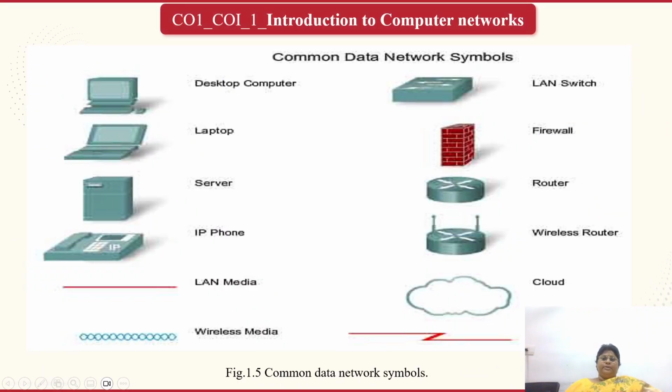Now, in computer networks, we have common network symbols. These are the common data network symbols we use in daily life. This is a desktop computer, a laptop, a server, an IP phone, a LAN media, and a wireless media. A LAN switch will be represented like this. Firewall. This is a router which communicates with different networks, this is a wireless router which is used to communicate in wireless networks, this is a cloud, and this is a WAN media.